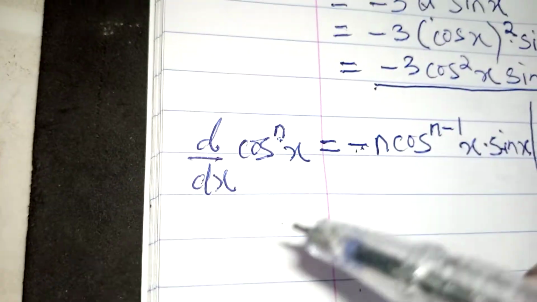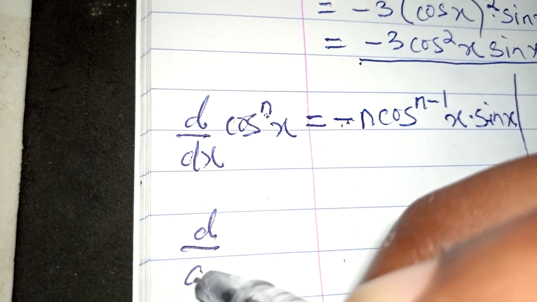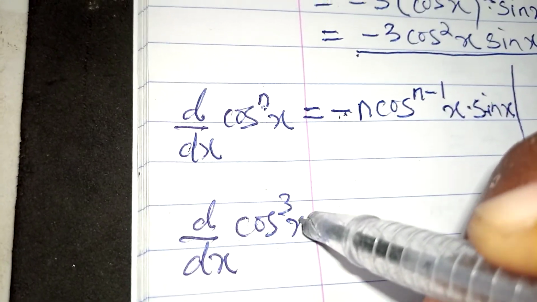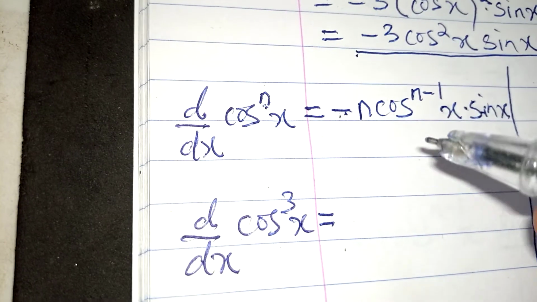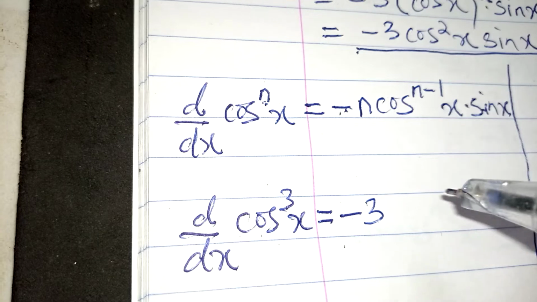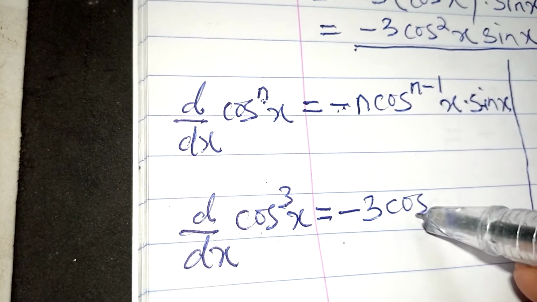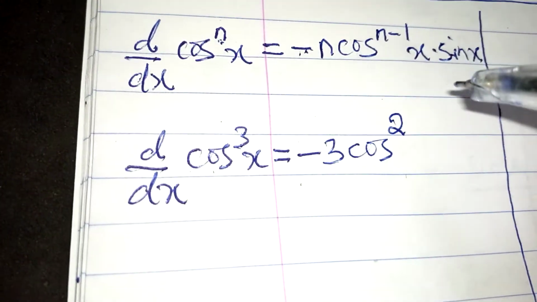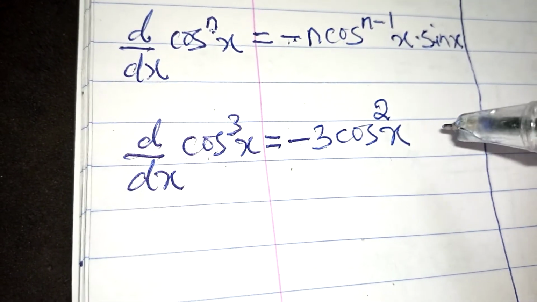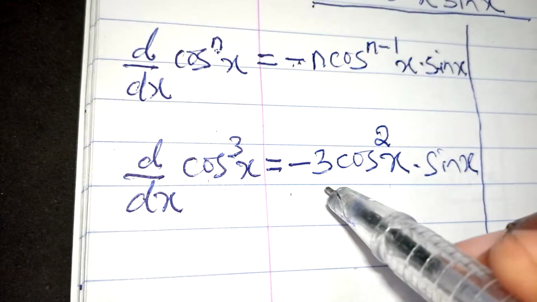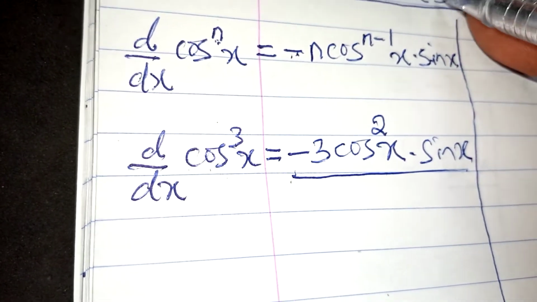Okay, perfect. So what would I have done if I were differentiating with respect to x cos cube x? This is simply going to be equal to, I'll take negative, because it is cos, I'm taking negative 3, cos, 3 minus 1 is 2, and then x, and then I now multiply by sine x. So you see that this answer tallies with this one.